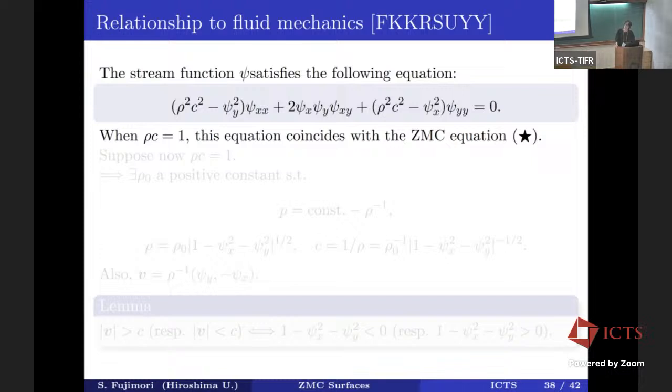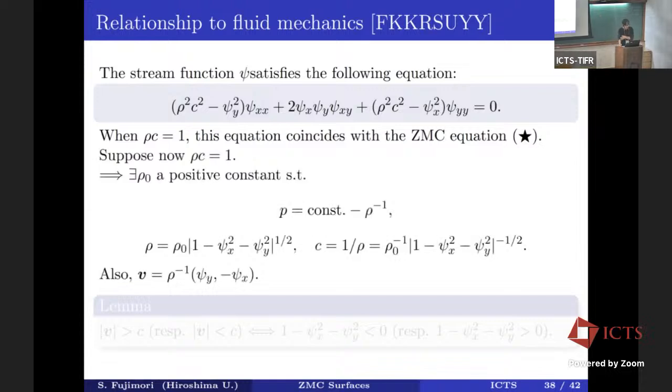Okay. But we asked some expert of fluid mechanics, and such a flow does not exist. So this is somewhat virtual. But anyway, we suppose rho and c are not constant, both are functions of x and y. So we cannot suppose this in general, but anyway, we suppose this.